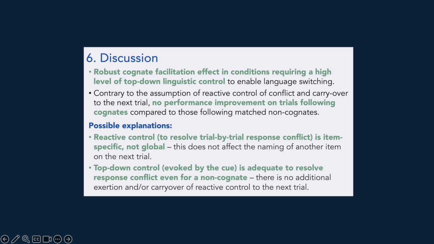We propose the following possible explanations. Reactive control on every trial could be item-specific rather than applied globally to an entire lexicon. This therefore does not affect the naming of a different item on a subsequent trial. Alternatively, top-down control evoked by the queue may be adequate to resolve the response conflict with no additional exertion and/or carryover of reactive control. Thank you.